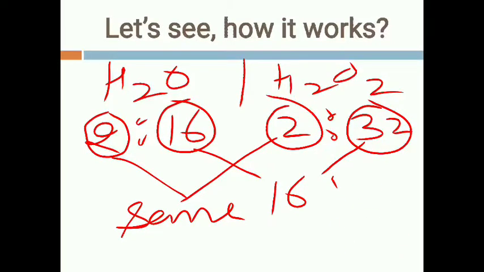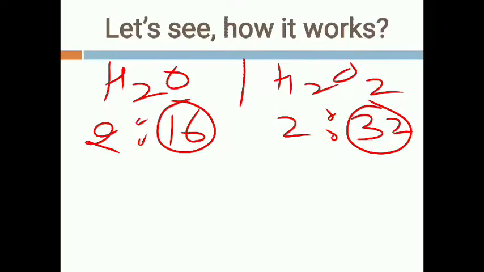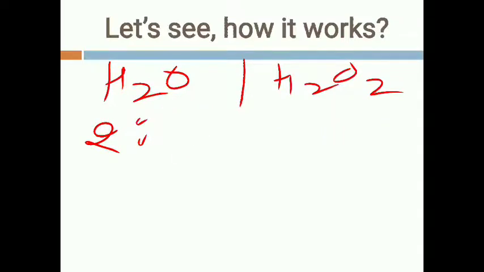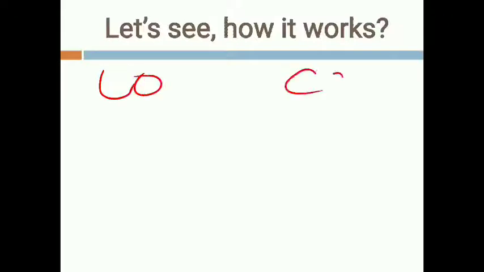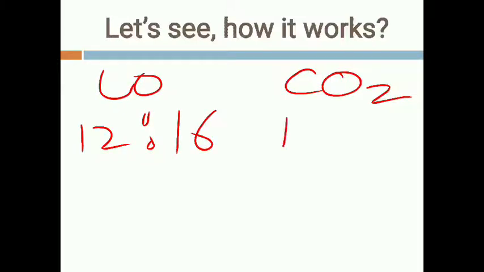I'll explain another example. Let me take carbon monoxide and carbon dioxide. Carbon is 12 and oxygen is 16. In carbon dioxide, carbon is 12 but 2 oxygen are there, so it is 12 is to 32. Again by chance carbon is kept the same here, which is 12, so you can see the ratio of oxygen is 16 is to 32, means 1 is to 2.